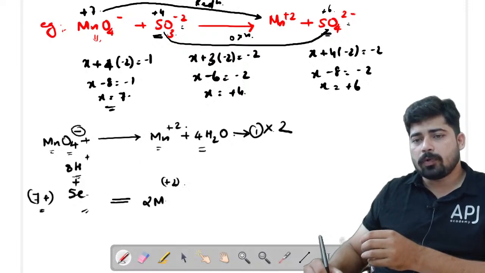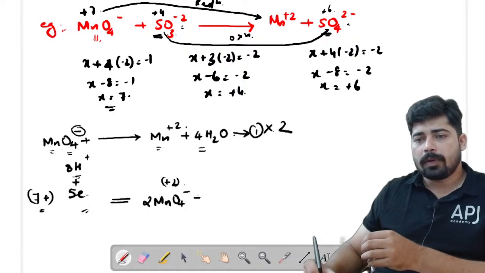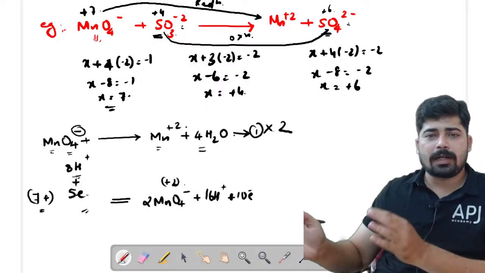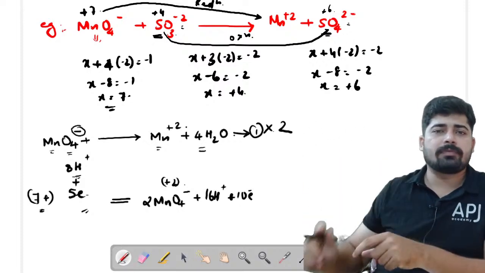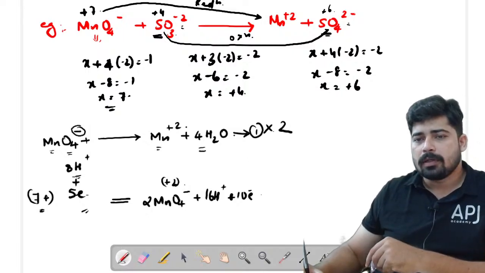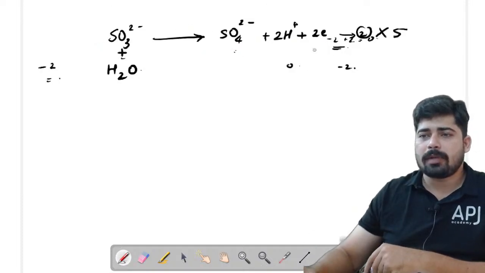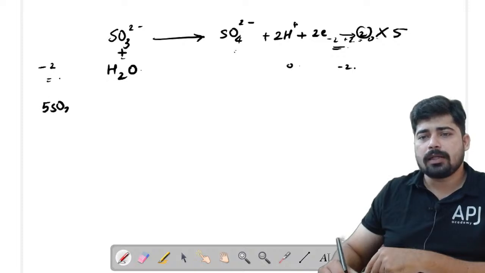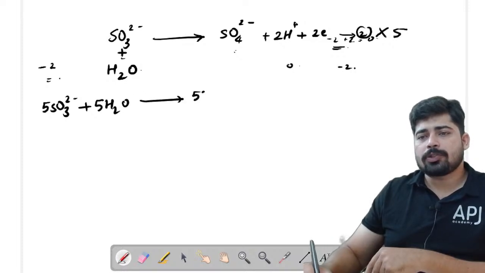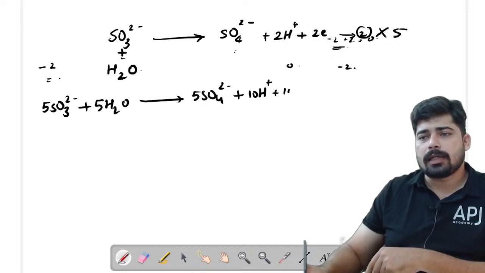So 2MnO4- plus 16H+ plus 10 electrons. Whenever you have two different numbers, just swap the numbers and multiply them with both the equations. That's what you have to do, giving 2Mn2+ plus 8H2O. That's equation A. Now the second equation you have to multiply by 5. So we get 5SO3 2- plus 5H2O, giving 5SO4 2- plus 10H+ plus 10 electrons.